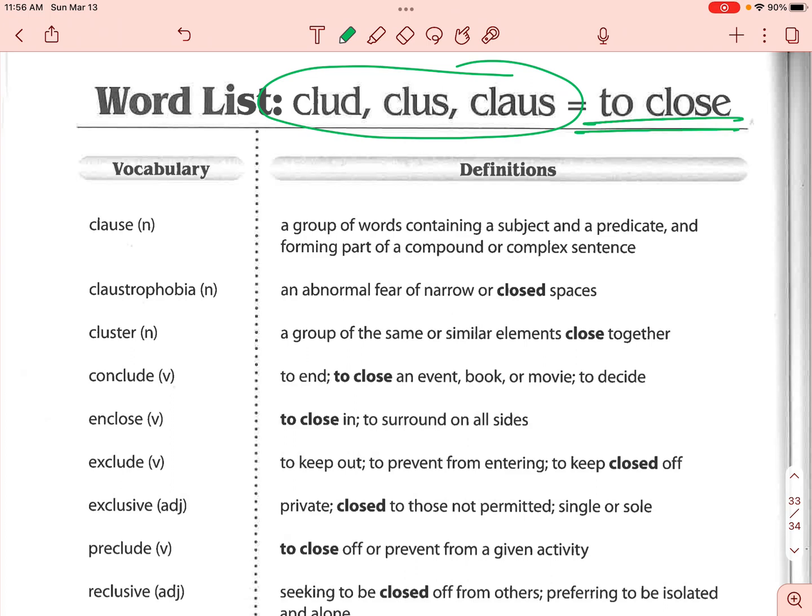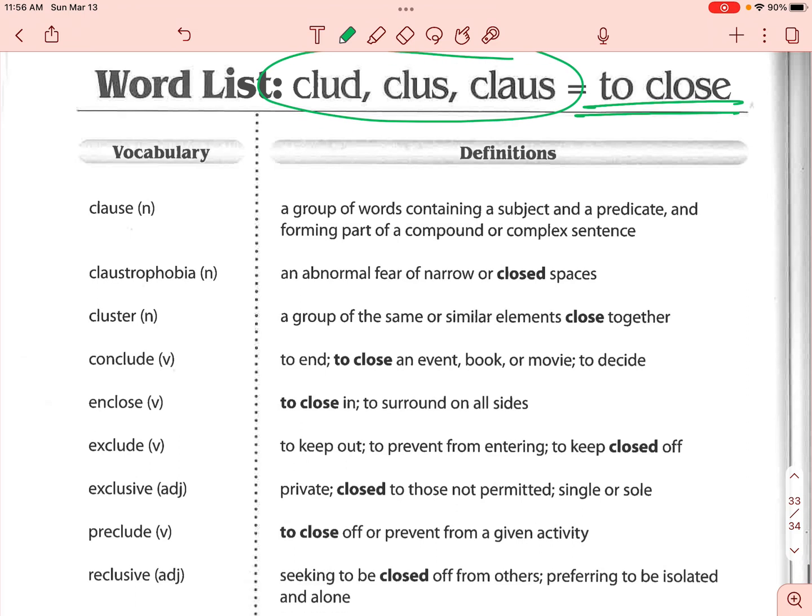So if we start off here, the first word we have is clause. This is a very Englishy word, a very ELA word. Usually we're talking about a clause being a group of words. Sometimes, though, you can have a dependent clause or an independent clause.